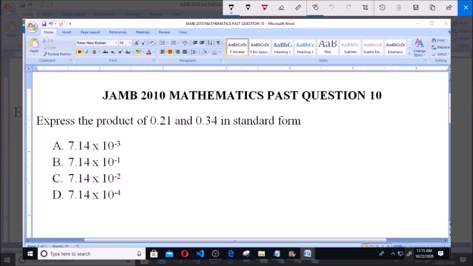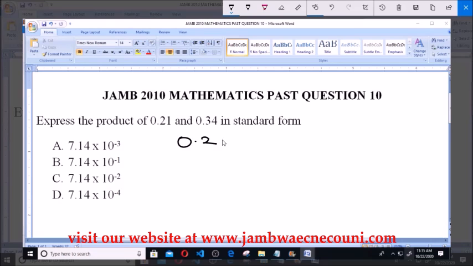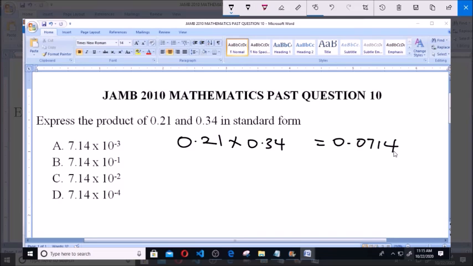Now to express this product of 0.21 and 0.34 in standard form, 0.21 multiplied by 0.34 will give 0.0714. Now, 0.0714 in standard form. Standard form is just a way of writing small numbers or large numbers in the simplest form.